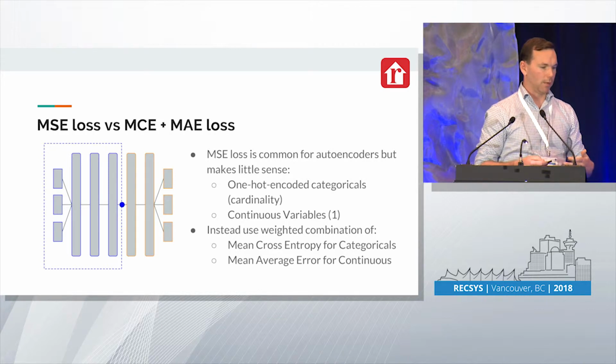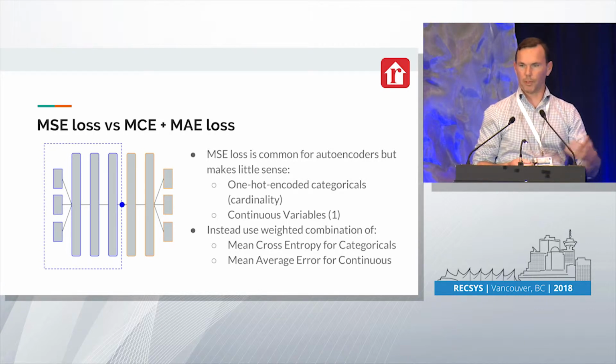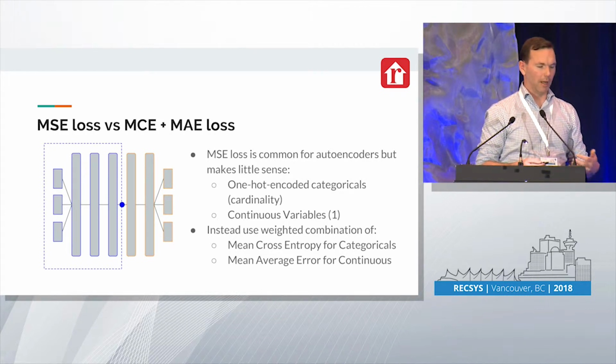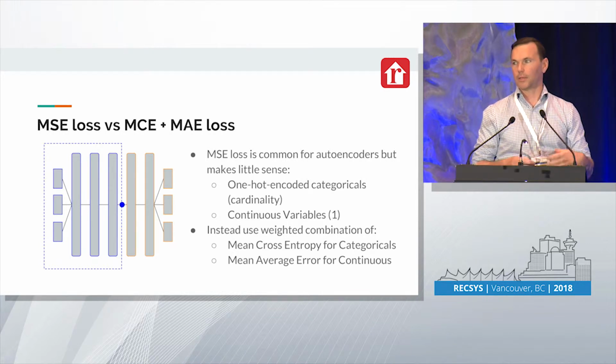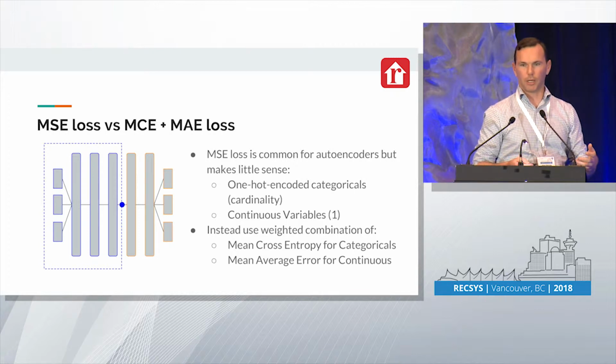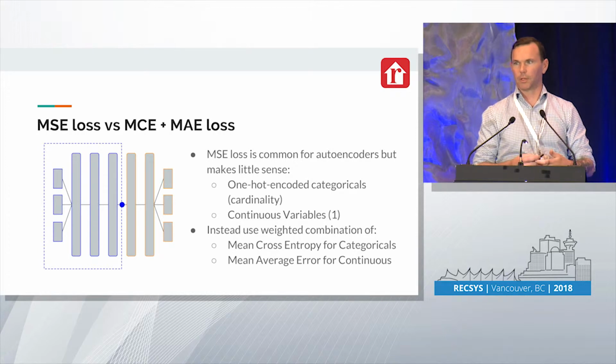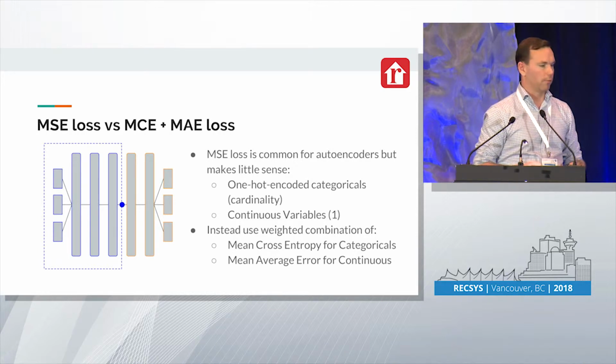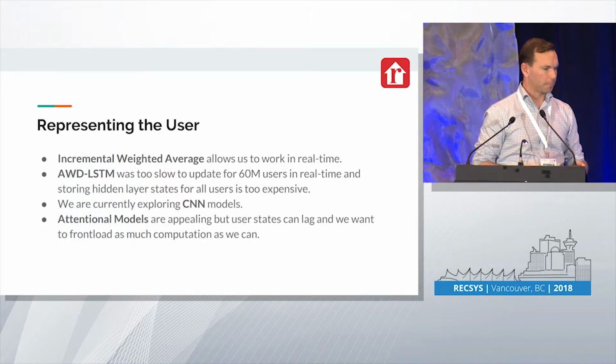Instead, we use a weighted combination of mean cross entropy per categorical and mean absolute error for continuous, and we find that has a huge impact on the ability of the network to learn the latent representation in a way that reduces the loss. So this is our own technique. We're working right now on an ablation study that covers this and all the other techniques, but what I've given you is our best findings so far. This is a really powerful technique for embedding categorical and continuous data.